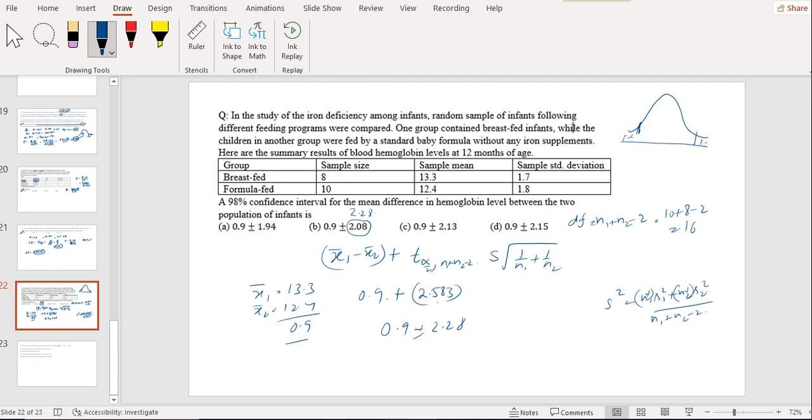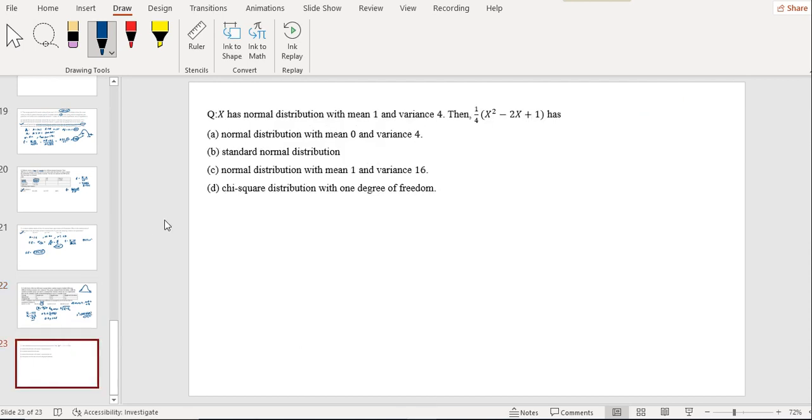Okay, come to the last question. If X has a normal distribution with mean 1 and variance 4, then this particular expression has a standard normal distribution. Basically it is given that x follows normal distribution with mean 1 and variance 4, but here we have an x square, so I can rewrite this as 1 by 4 of x square minus 2x plus 1 as x minus 1 whole square upon 4.